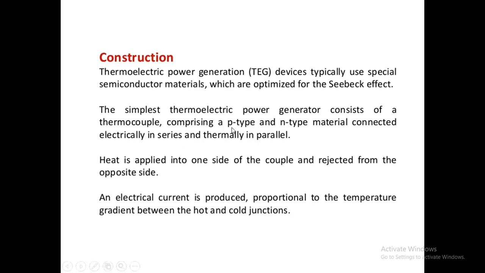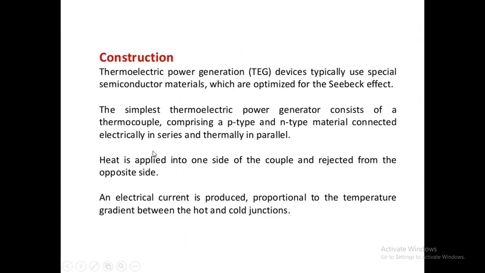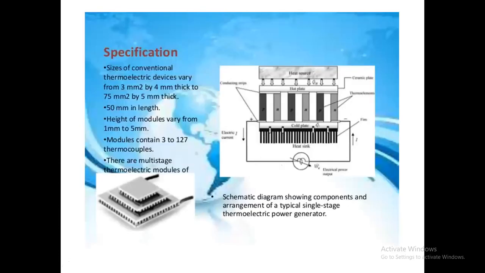A thermocouple comprises P-type and N-type material conductors electrically in series and thermally in parallel. Thermally in parallel means thermally they are in parallel. Heat is applied to one side of the couple and rejected from the opposite side. An electrical current is produced proportional to the temperature gradient between the hot and cool junctions.